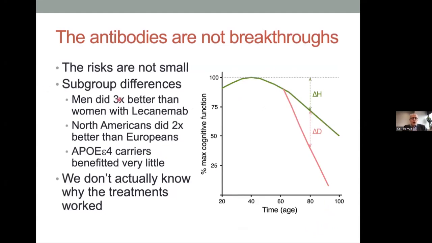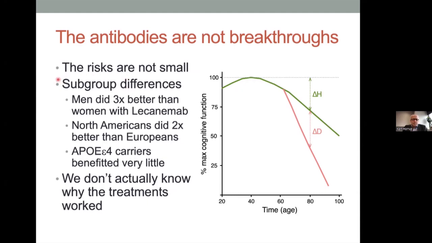And the risks are not small. Up to a third of the people or even more had imaging abnormalities, the long-term consequences of which we don't know. We do know that there were deaths and that there were imaging abnormalities that we would be loath to take as benign.